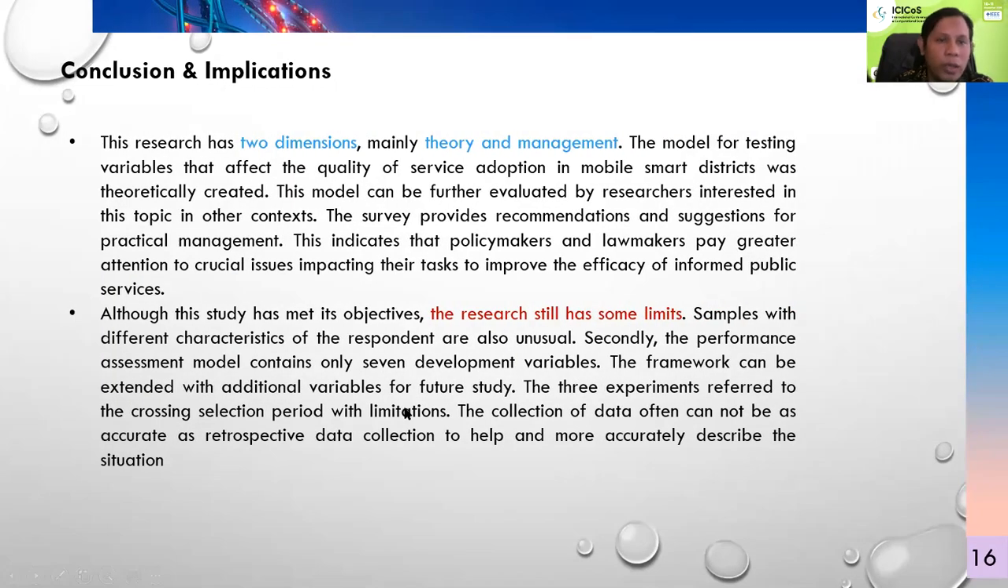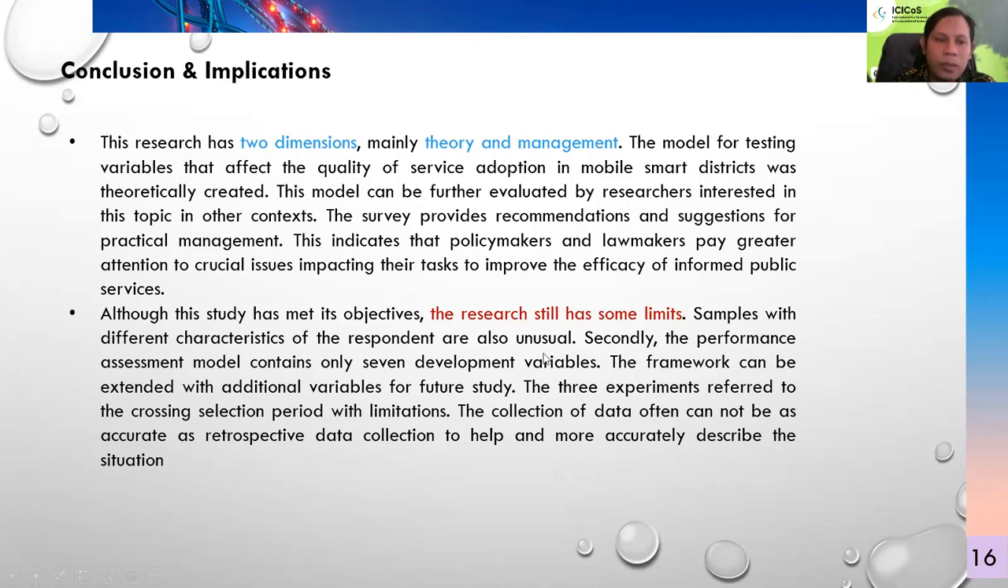Okay, this is our conclusion and implication. This research has two dimensions, theory and management. The model for testing variable that affect the quality of service adoption in mobile smart district was theoretically created. This model can be further evaluated by a researcher interested in this topic in other contexts. The survey provides recommendation and suggestion for practical management. This indicates that policymakers and lawmakers should pay greater attention to crucial issues impacting their task to improve the efficacy of public service.